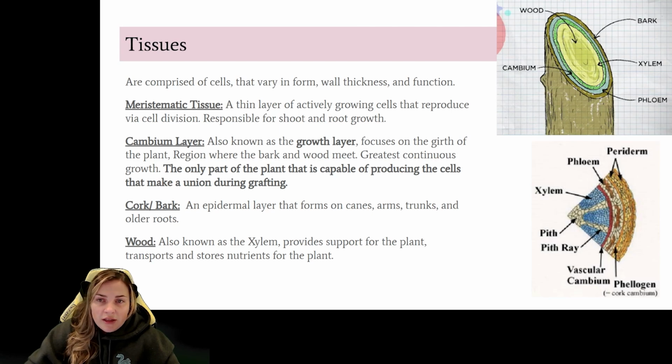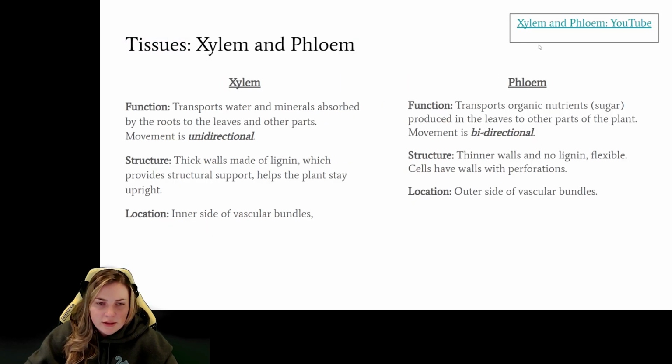So wood, in this case, more specifically refers to the interior of this cut. That is mostly the xylem. So this provides support for the plant. It transports and stores nutrients for the plant as well. Okay, so we have the cork and the bark, and then the wood is mostly the interior portion there, right? And that's what we're referring to as the xylem. We'll get more into detail in just a moment on that.